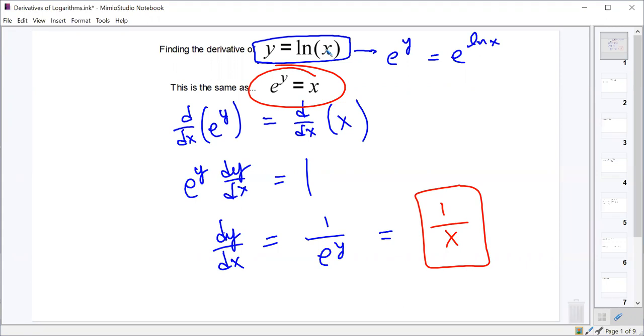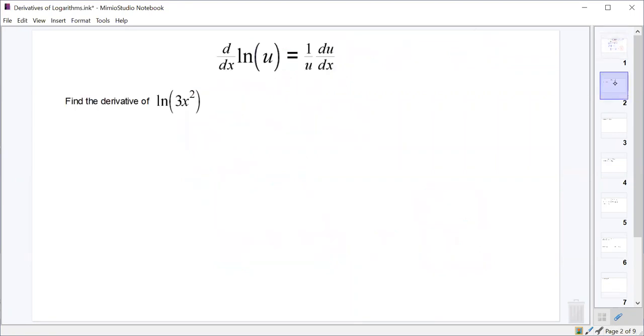All right. What if this was not natural log of x? What if this was natural log of a function, like natural log of u? Could I apply the chain rule to it? Should be able to apply the chain rule to it. So the derivative with respect to x of natural log of u should be the same as 1 over u, so 1 over that function, times the derivative of that function. Everybody good with that? And that's just applying the chain rule into this rule we just proved for natural log of x.